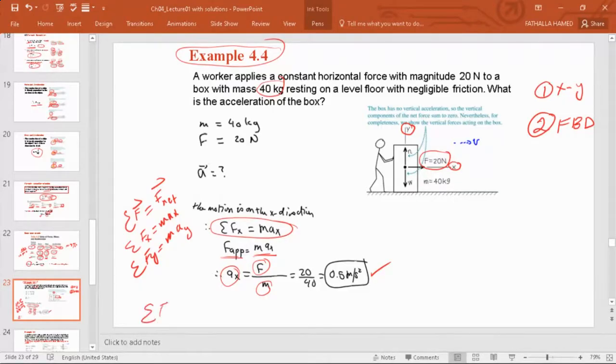Of course, for the summation along the y, in this situation you have the normal force up and the weight acting along the negative y direction, which should equal may, but there is no motion along the y direction, so that's equal to 0. So the only acceleration or motion is happening along the x-axis, and this is basically the ax. Is this clear? Any question on this one?